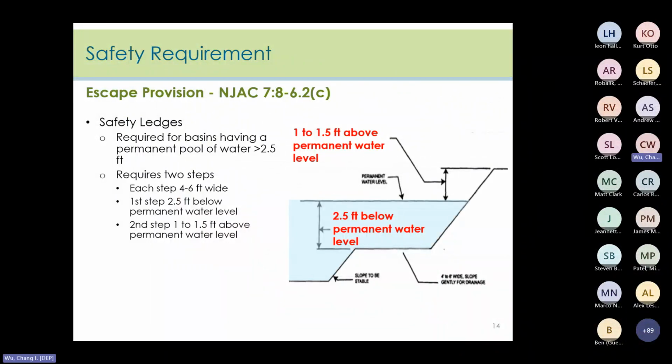And there's a safety requirement for when your BMP has a permanent ponding area that's greater than 2.5 feet, and you will need 2 steps. And you can see the requirement from the rules.